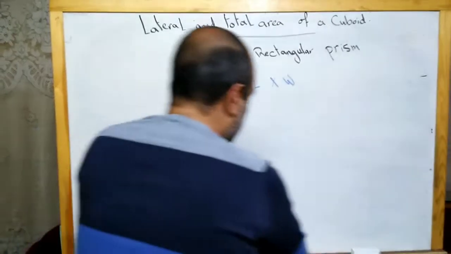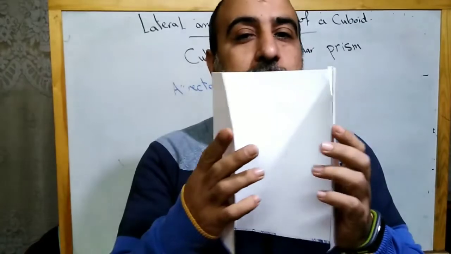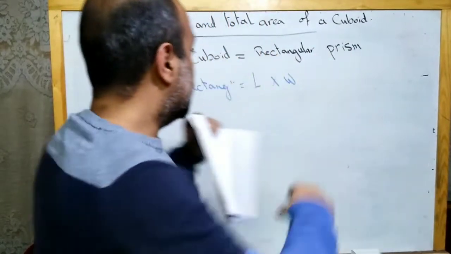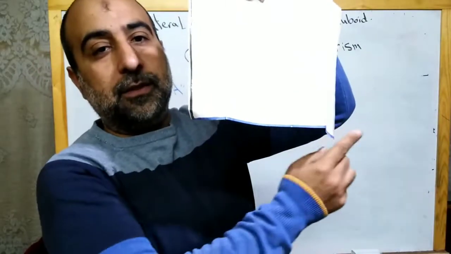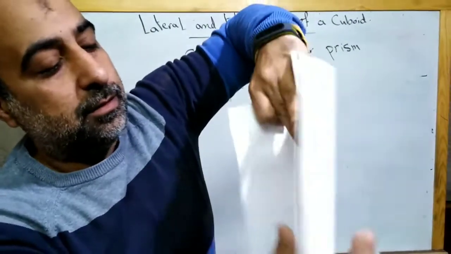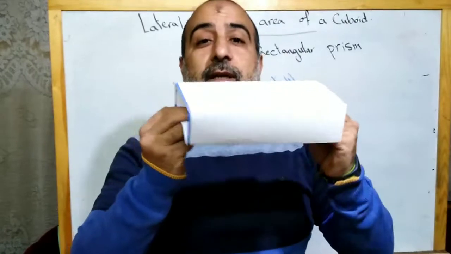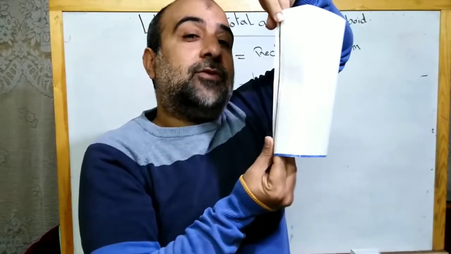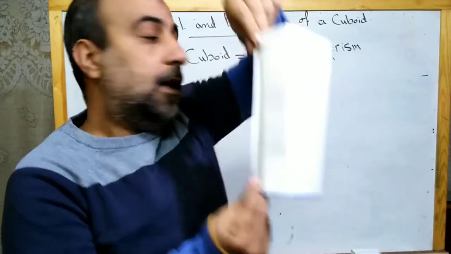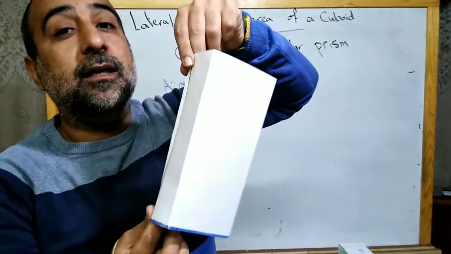Now, if we reassemble this cuboid again, remember that the length is in blue color and the width is in black color. Therefore, now I reassembled again the rectangle. Now, the lateral area, which is the area of the rectangle, is length times width. But this is a solid.